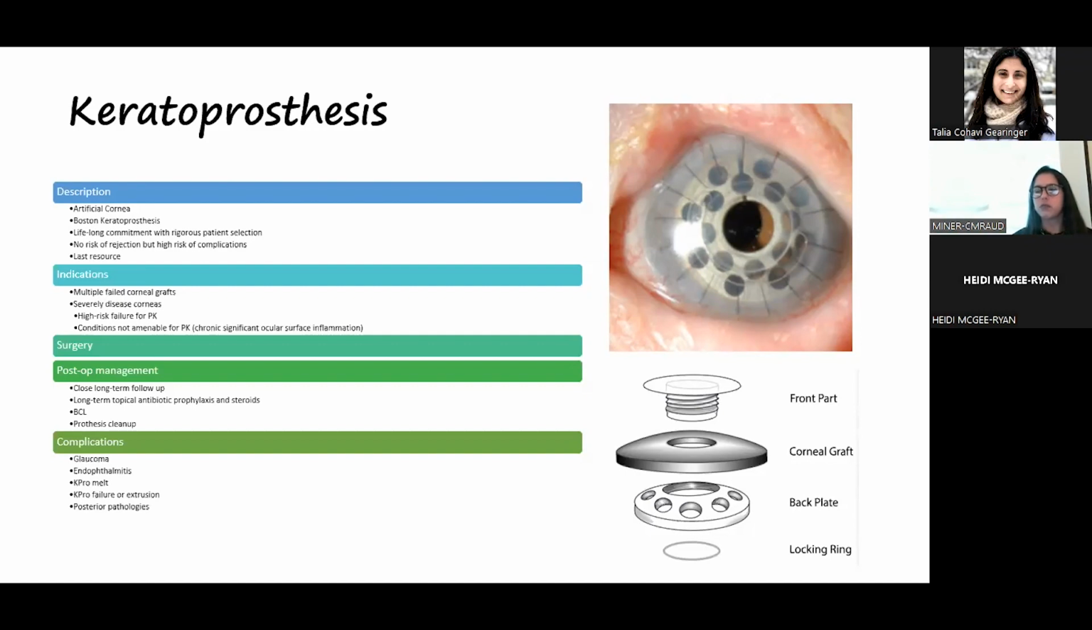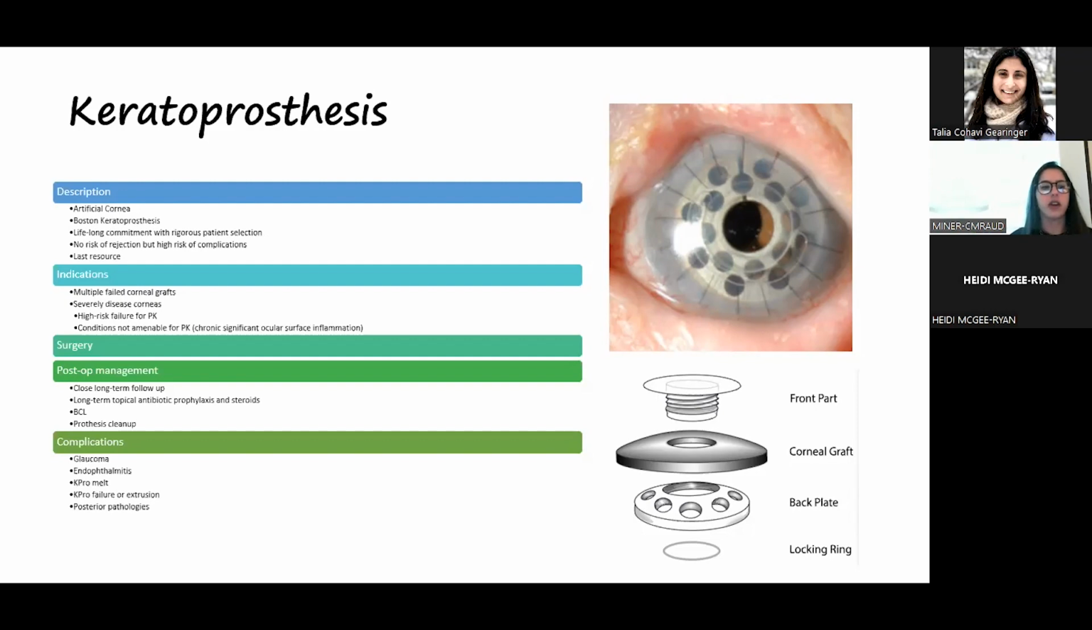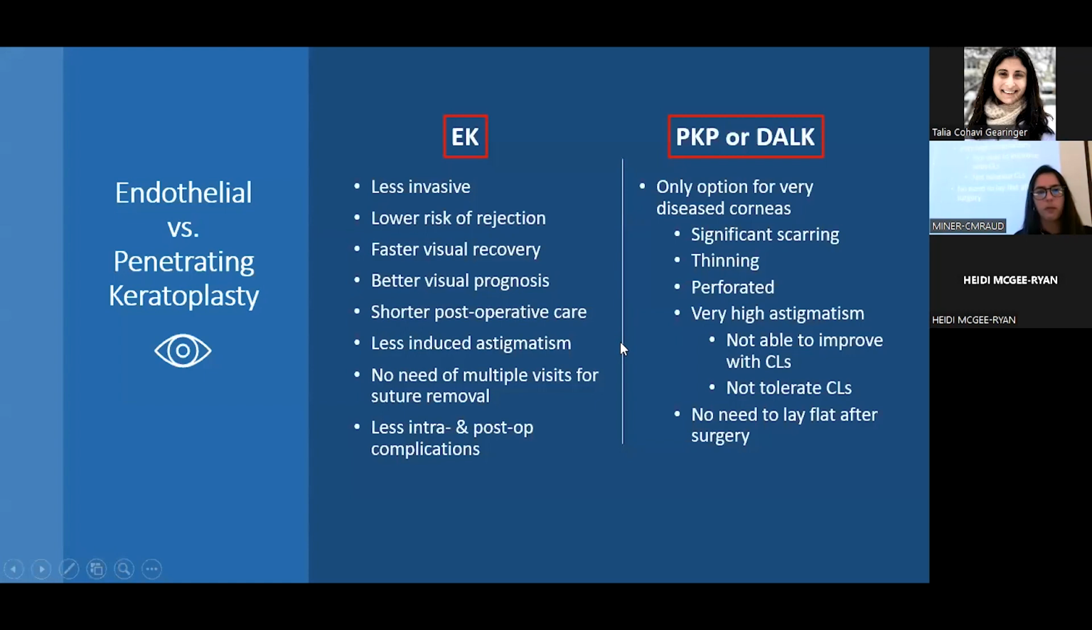Also endophthalmitis, because this is just a prosthesis placed in the eye, so there's an easy entry for bacteria, fungus, or virus to come into the inside of the eye. Keratoprosthesis melt, which means the cornea graft that we put on the surface can melt out and we have to replace it. If patients have a trauma to the eye, that prosthesis can come out. It can also happen in a PK, but it is seen more commonly in a prosthesis. And also posterior segment pathologies, like retinal detachments.